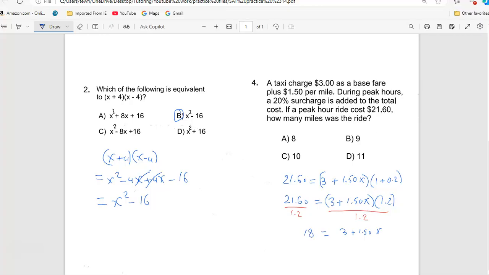So now the equation is much easier. All I have to do is just subtract, get rid of the 3 from both sides, and now you divide both sides by 1.5, you're gonna get x by itself equal to 10, right? So this is the number of miles the ride has, which is choice C. And that's it for this one.